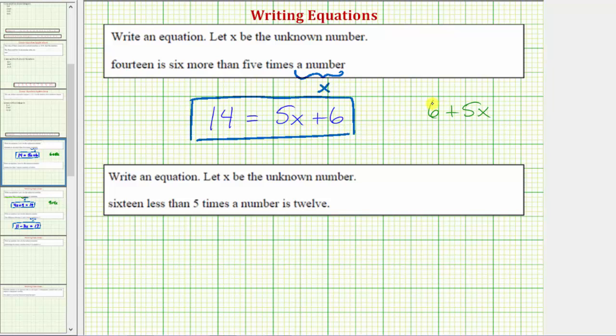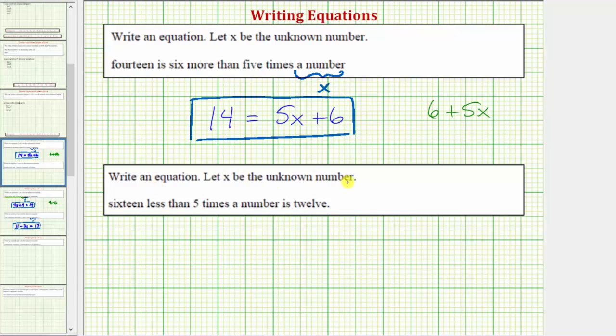These two expressions are equivalent because addition is commutative, meaning if we change the order of addition, the sum is still the same. So if we did use this expression, it would not affect the solution to the equation, but the expression 6 plus 5x does mean something different than the expression 5x plus 6. It's important to recognize the difference because when we're subtracting, subtraction is not commutative, meaning changing the order of subtraction will change the result. Let's look at our second example.